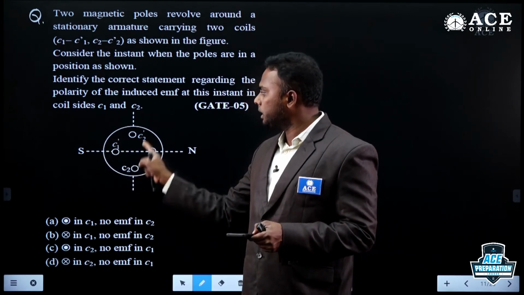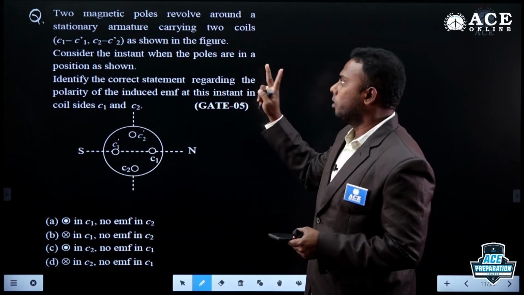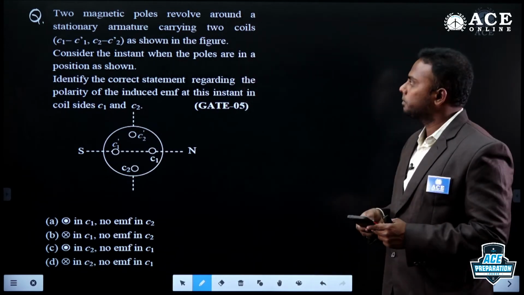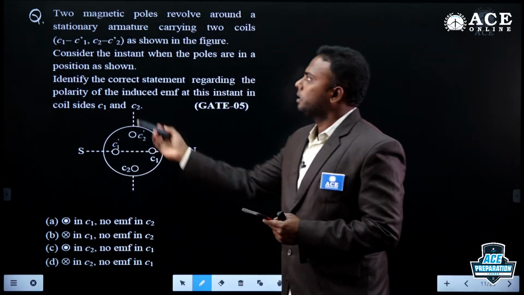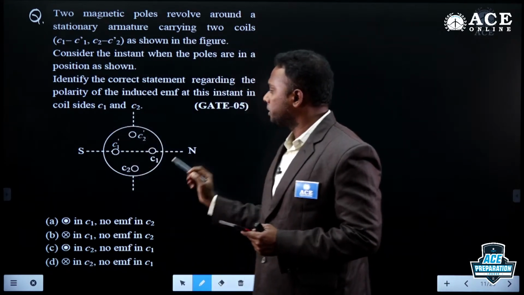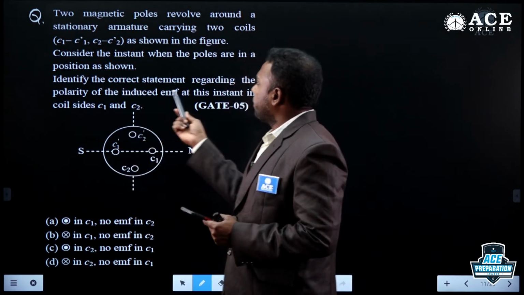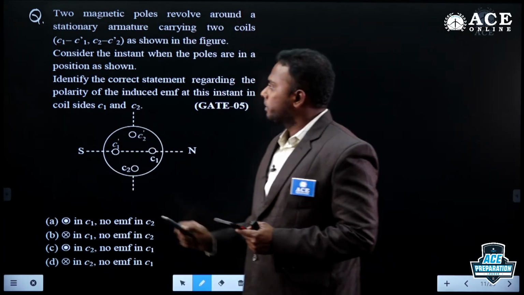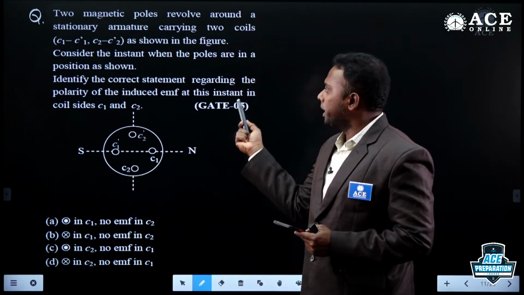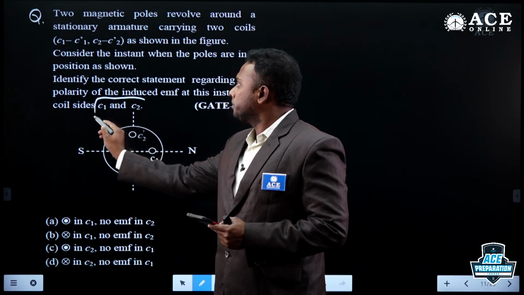C1, C1 dash, C2, C2 dash. So they are placed in the slots. Two coils, C1, C1 dash, C2, C2 dash, as shown in figure. Consider the instant when the poles are in a position as shown. So the poles' position is given. Identify the correct statement regarding the polarity of induced EMF at this instant in coils C1 and C2.